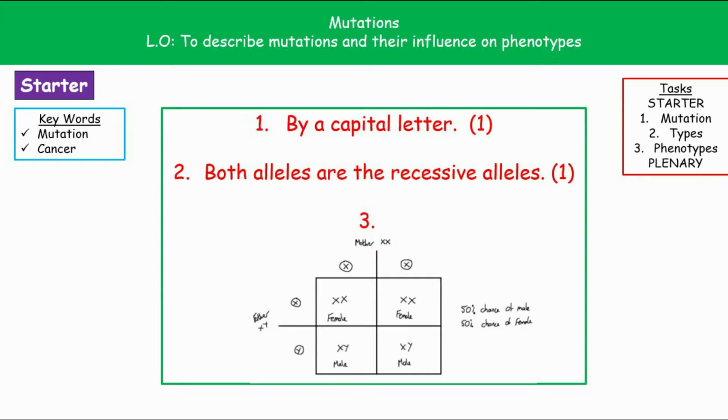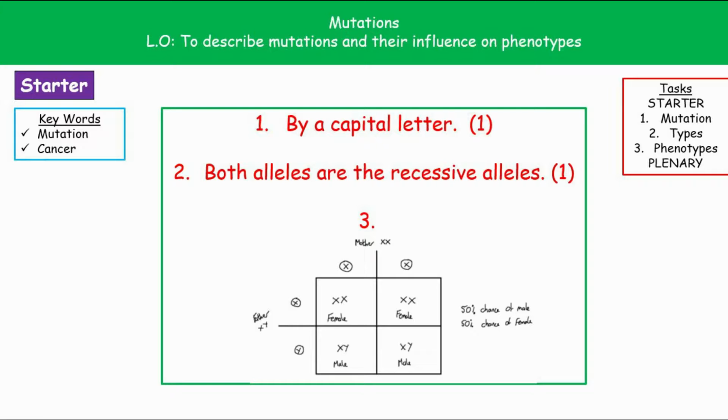Okay, let's mark those then. Question 1, the dominant are shown by a capital letter, mark for that one. For question 2, both alleles are the recessive alleles, tick for that one. And then for number 3, if you got the gametes for the mother as the 2 X's in individual circles, 1 tick. If you got the father's gametes as 1 X and 1 Y, tick for that one. If you got the 4 genotypes, so XX, XX, XY and XY, tick for that one.